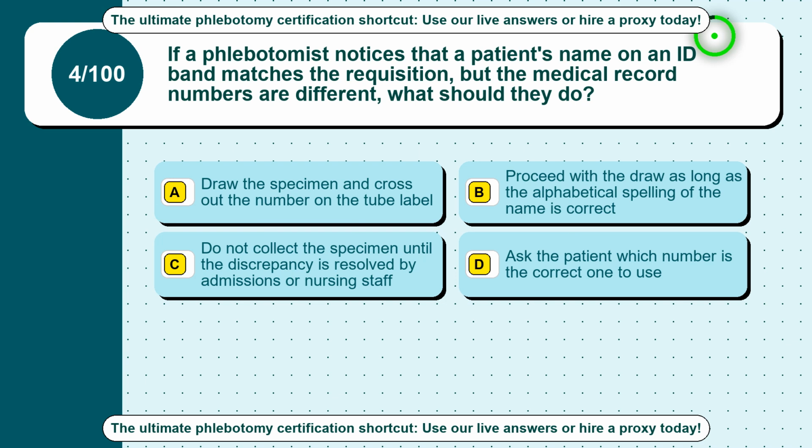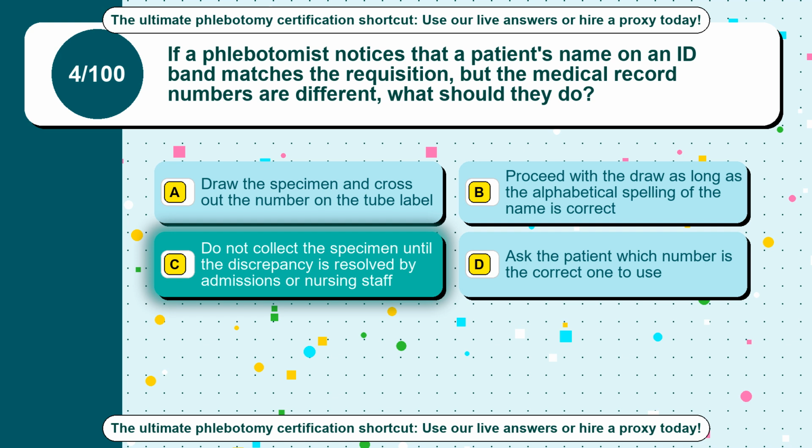Question 4. If a phlebotomist notices that a patient's name on an ID band matches the requisition, but the medical record numbers are different, what should they do? Option A. Draw the specimen and cross out the number on the tube label. Option B. Proceed with the draw as long as the alphabetical spelling of the name is correct. Option C. Do not collect the specimen until the discrepancy is resolved by admissions or nursing staff. Option D. Ask the patient which number is the correct one to use.